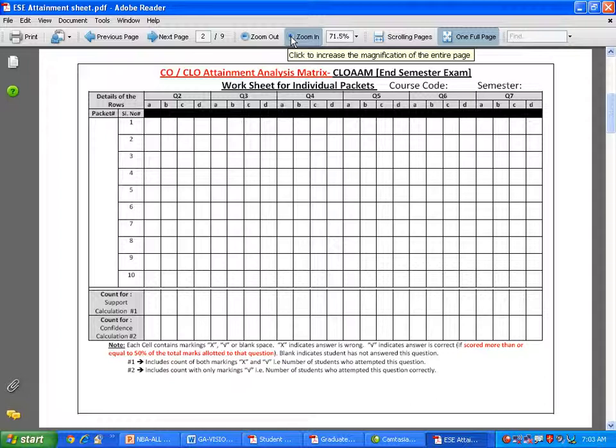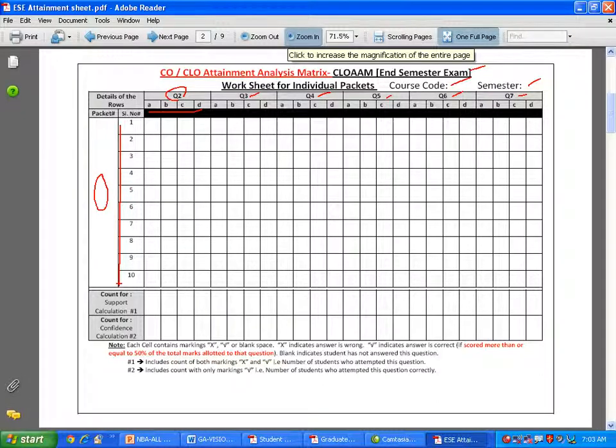So let me tell you the different parts of this particular sheet. Here are question number 2, 3, 4, 5, 6, 7 for a particular course code and semester. This is the illustration for the end semester examination. Here are the options A, B, C, D, maximum 4. Now this is the packet number. Whatever packet you select, a packet has a maximum of 10 answer scripts, so you have 1 to 10 for this.